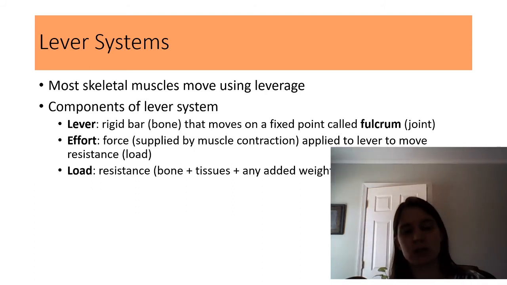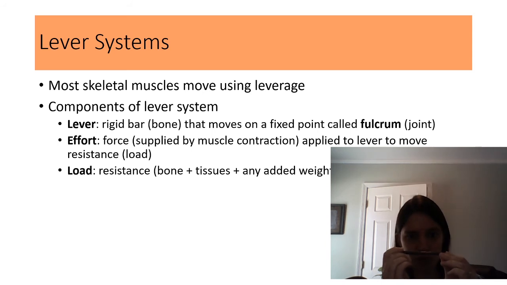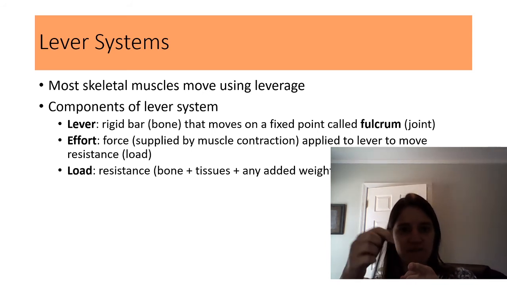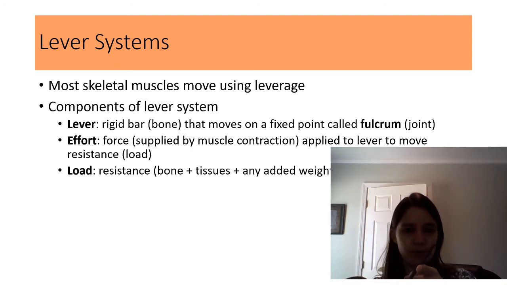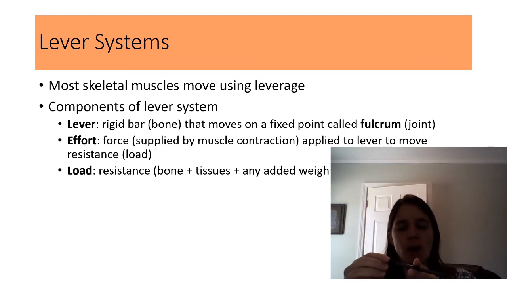So most skeletal muscles are going to be using leverage, and a lever has four main parts, depending on what we care about. You've got the lever, which is like a rigid bar, right? It's going to move on some point. That point, that fixation point, is called the fulcrum, okay? So you've got this bar, you've got a fulcrum, right? So pretend the top finger isn't there, but it's just here in the fulcrum.